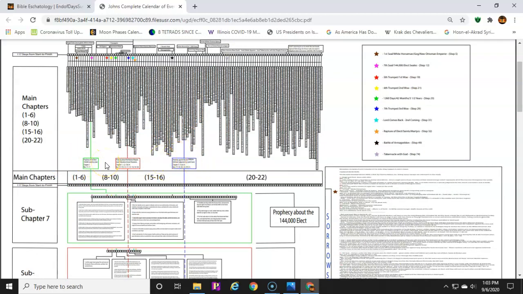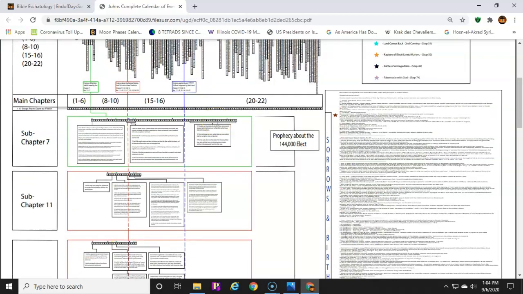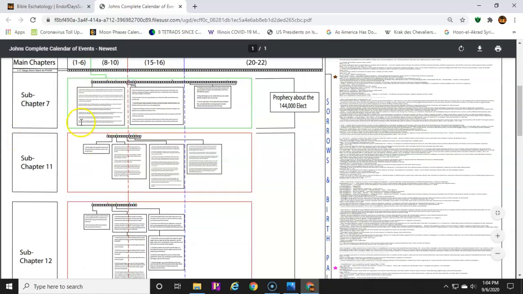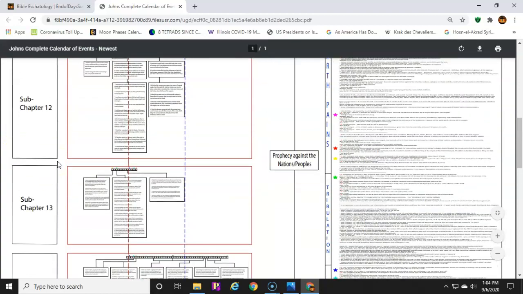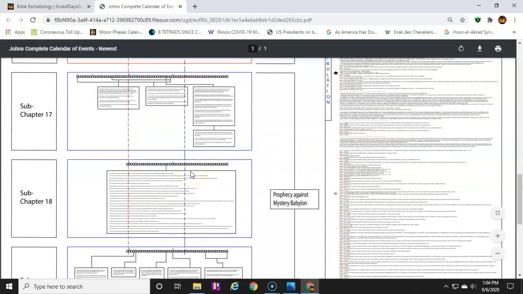He's either given a scroll, or he's told that he's going to be taken into an additional vision by an angel. So we have 3 additional visions that have to be cut out because they're not part of the sequential top timeline. There are additional visions that add layering to this top timeline. Those 3 additional visions are chapter 7, the prophecy of the elect, or 144,000; chapters 11, 12, 13, and 14, which are prophecy against the nations and peoples; and 17, 18, and 19, which are prophecy against Mystery Babylon.